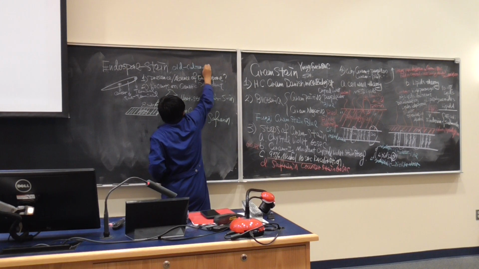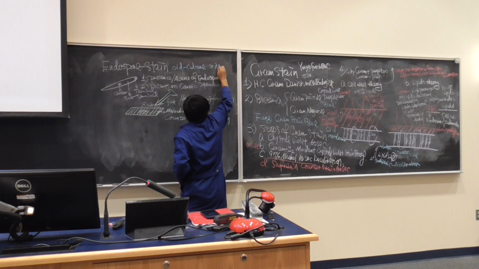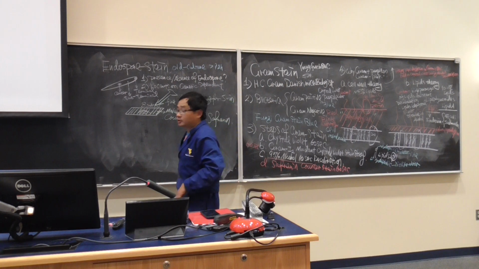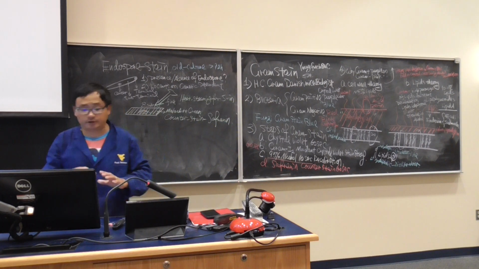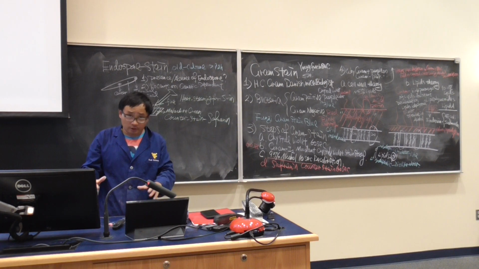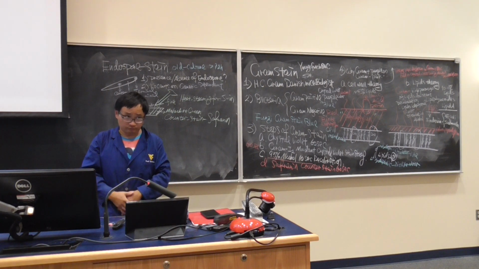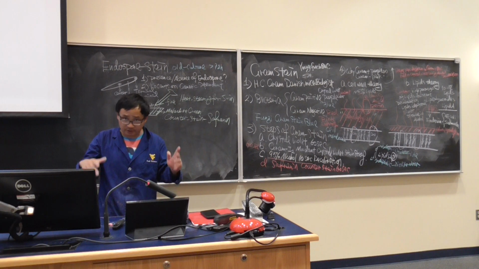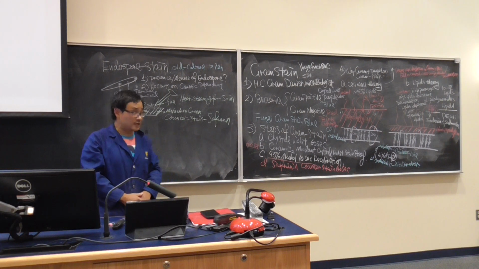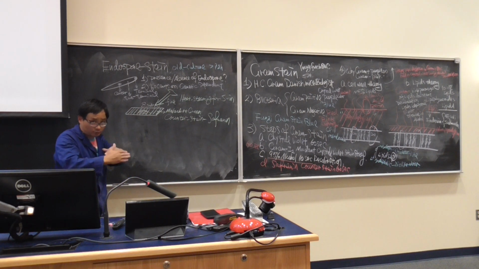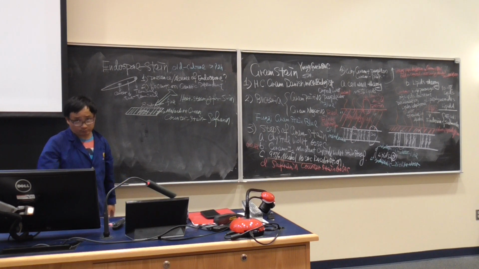And usually this has to be at least more than 72 hours. Why? Because the endospore is a protection structure. In a very stressful environment, bacteria will form endospores, even for Bacillus and Clostridium. That's why you need to let them grow a little bit older. If they are very young, they will not have endospores.